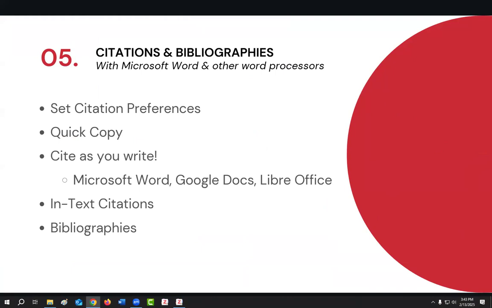So we have several sources in our folder already, and the next step is going to be to incorporate them into our writing, into our paper. So we're going to open Microsoft Word and make sure that Zotero is open as well. This does work with Google Docs and LibreOffice. I don't actually have LibreOffice on this computer, and for the sake of time, I'm just going to show Microsoft Word, but it does work with all 3 of those really well. So I'm going to demonstrate Word today. And so we're going to do all of these different things. We're going to set our preferences, look at how to quick copy, and then do in-text citations and bibliographies.